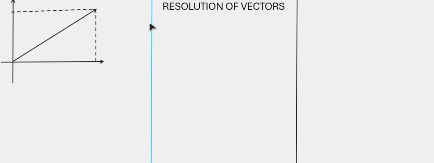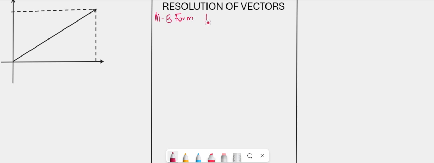Hello friends, we are still on the resolution of vectors. We want to convert from magnitude bearing form to component form.